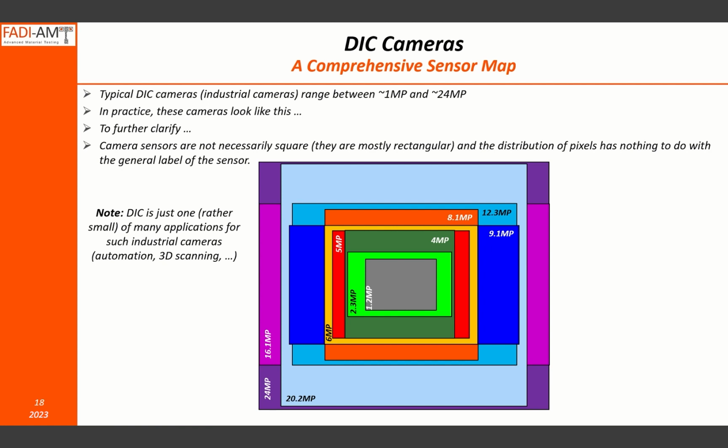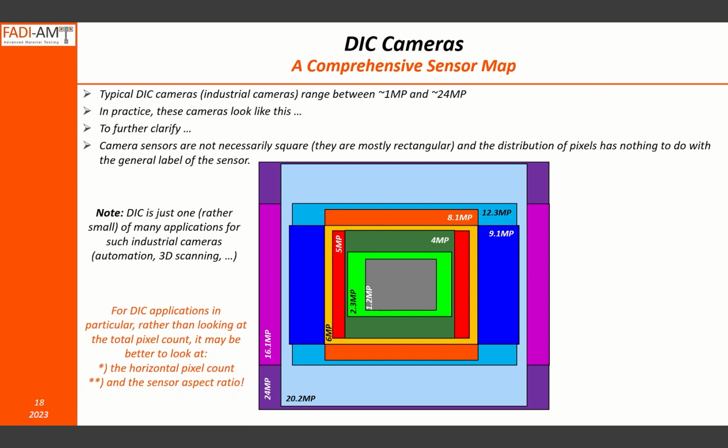It's very simple. DIC is just one of many other applications that use industrial cameras. In fact, these cameras are technically designed not for DIC. They use them for automation, basically industrial automation and 3D scanning and so on. We as DIC, let's call it users, we borrow these cameras from these other applications and we implement them in DIC or material testing or component testing. So we just have to follow what is available on the market.